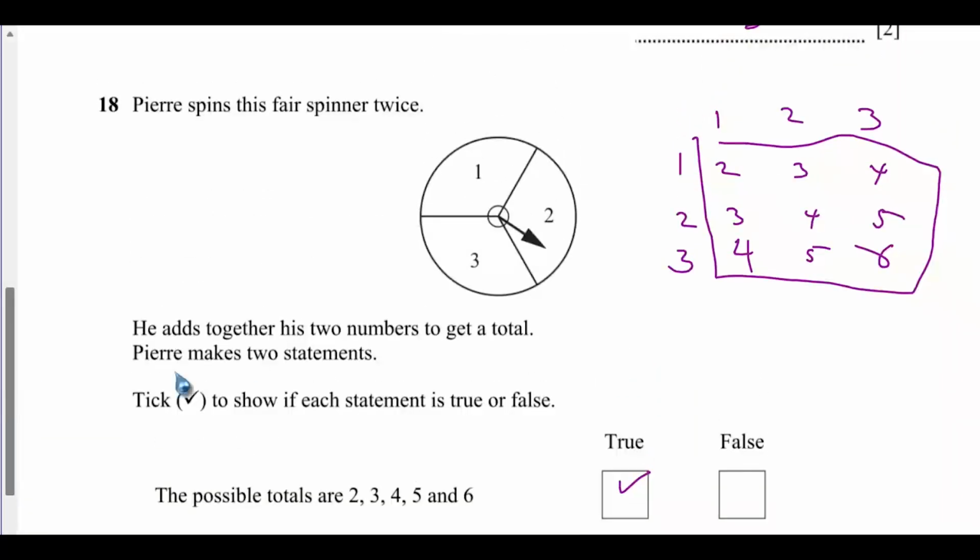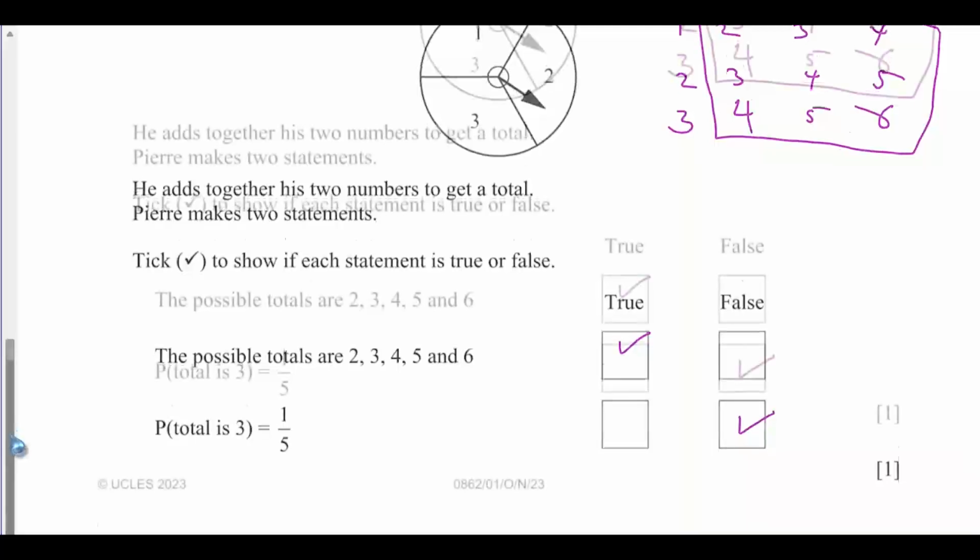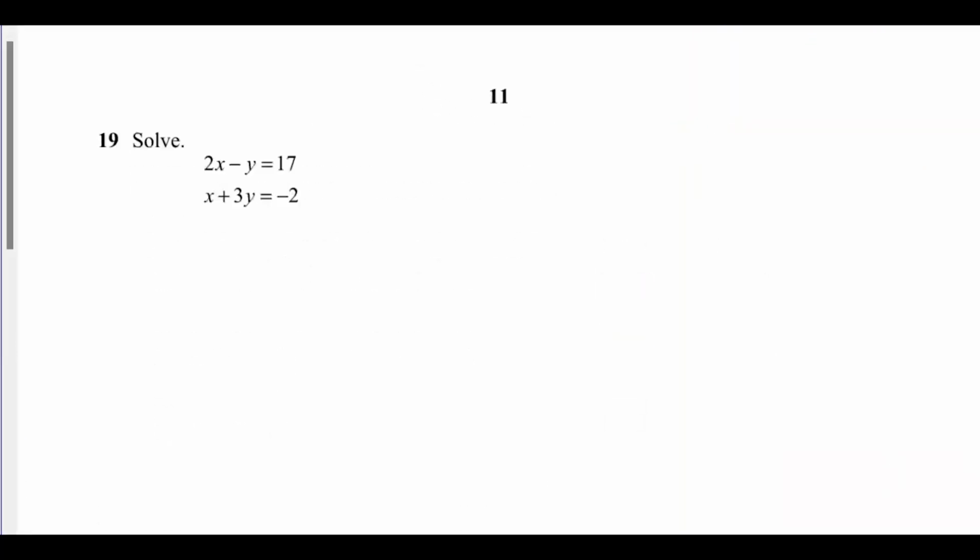The probability that the total is 3 is 1 out of 5. Let's check. So 3 appears 2 times here, and the total is 9. We have 9 outcomes. That will be 2 out of 9. So this is false. So this is not correct. So the next one will be question 19.